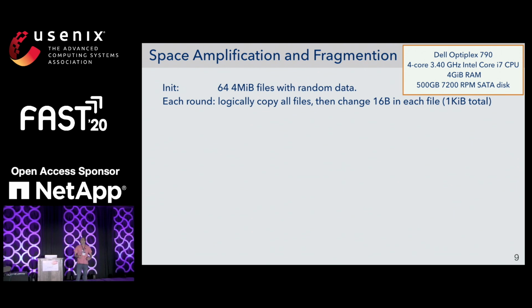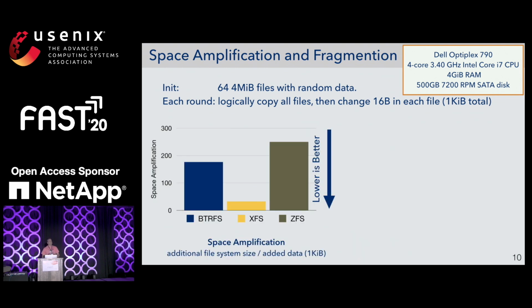Suppose that we take 64 4-megabyte files that we fill with random data, and we perform a benchmark over a series of rounds, where in each round we logically copy all the files, and then we change just a small little bit of each file. So we change 16 bytes. We do a total of 1 kilobyte of changes across all these files, and we look at the amount of space amplification that we get.